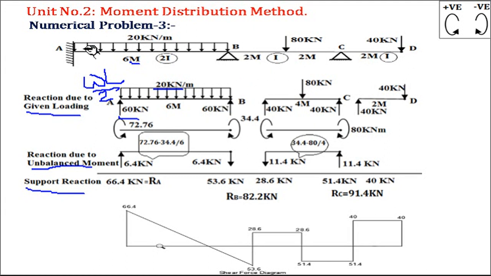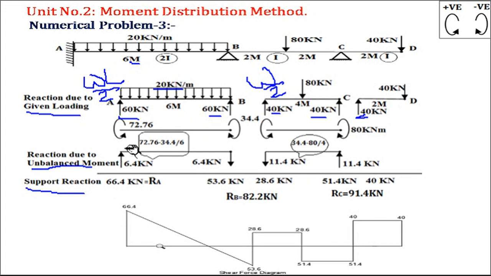Now in portion B, again WL by 2, that is 60, as the load is symmetric. Now in portion BC, the value will be W by 2. The load W is 80, so 80 by 2 is 40. Now for the cantilever portion CD, the load is 40 kilonewton, so the reaction will also be 40. Whatever load is acting on the cantilever portion, the same will be the reaction for portion CD.